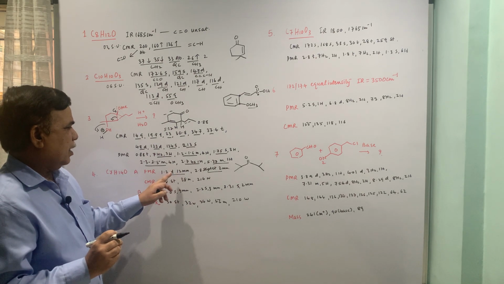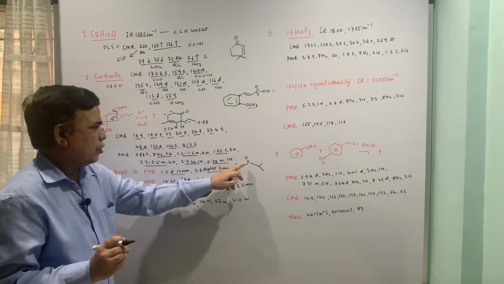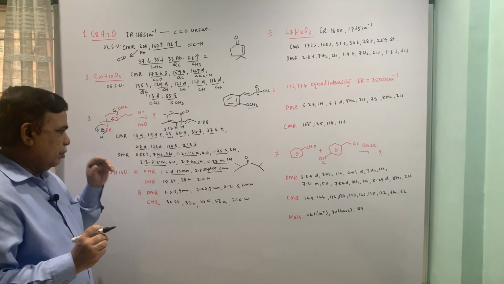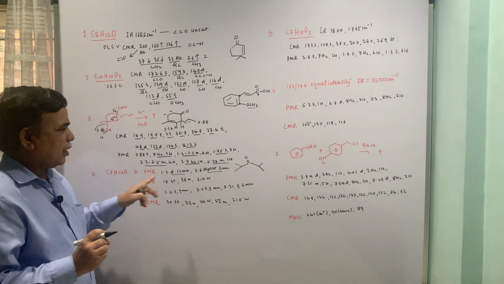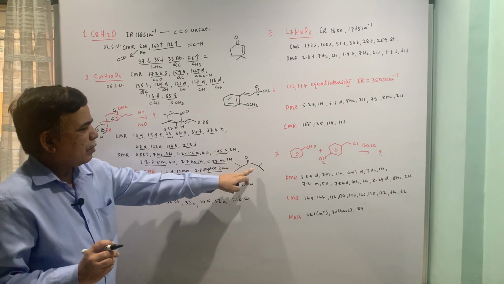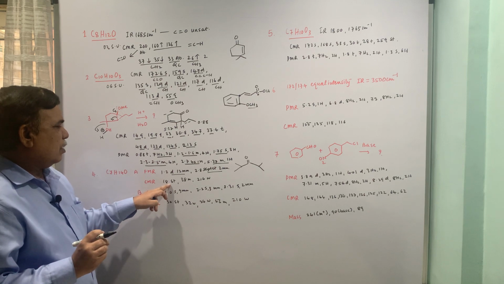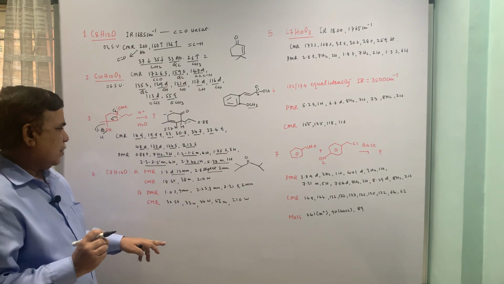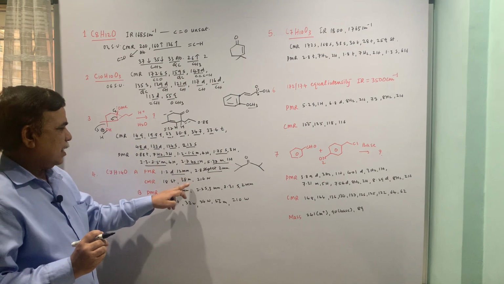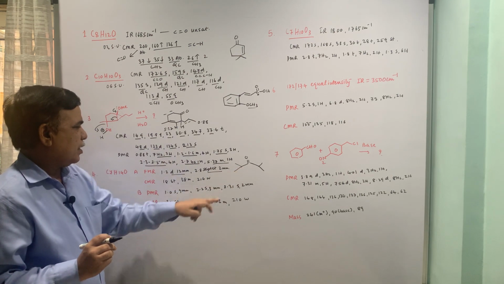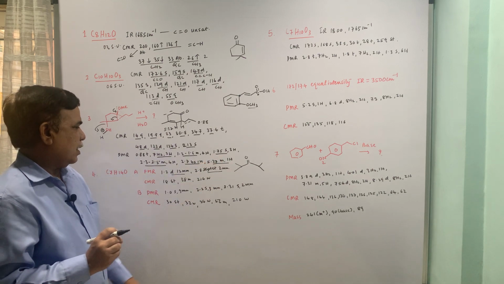6 proton doublet, 1 proton multiplet, that is an isopropyl group, and a symmetrical molecule. A carbonyl group is to be there because 7 carbons we are supposed to count, 3 carbons here, 3 carbons here, and the central is carbonyl. 18 strong because these gem dimethyls are there. 38 medium, that may be this CH, and 214 is the carbonyl.